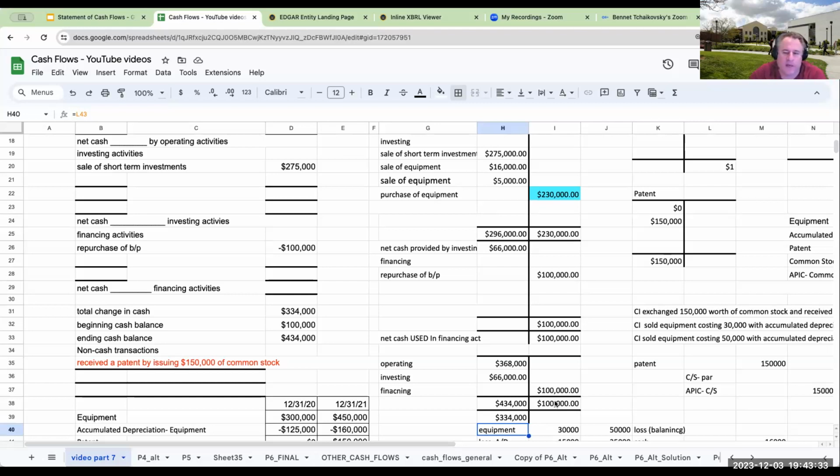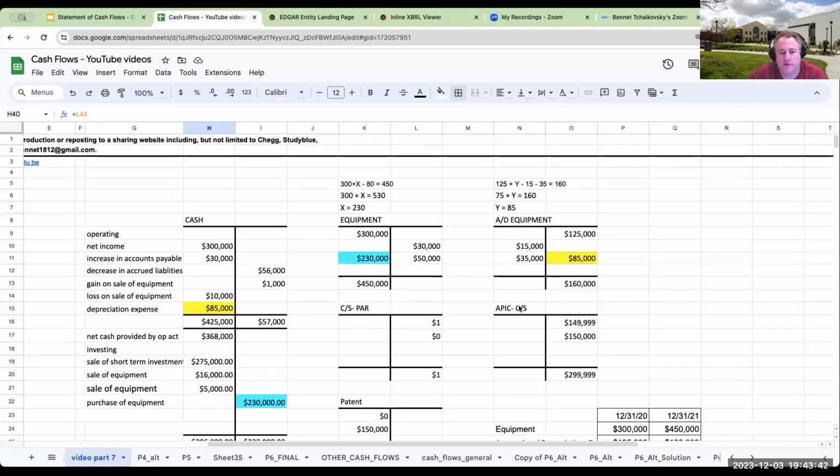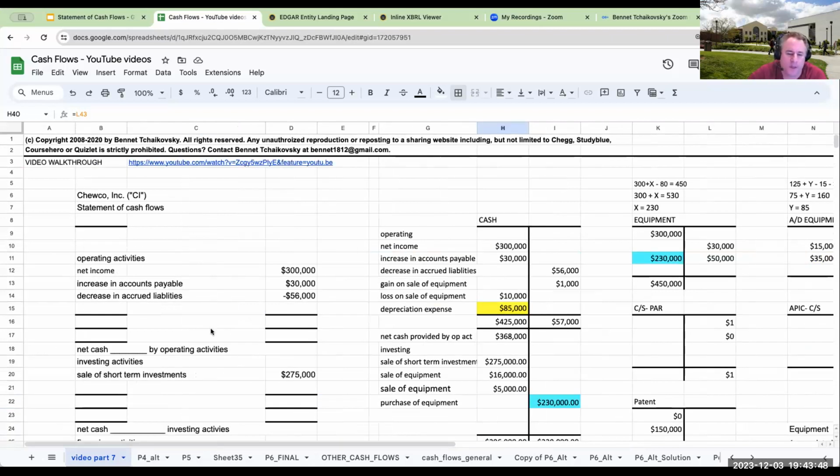Remember, if you're taking my class, this is a question I love to use on the final exam. You have to know how to go through this, and this is where all the points are going to be, when you look at the equipment and the accumulated depreciation on the equipment. So now let's finish up this question.